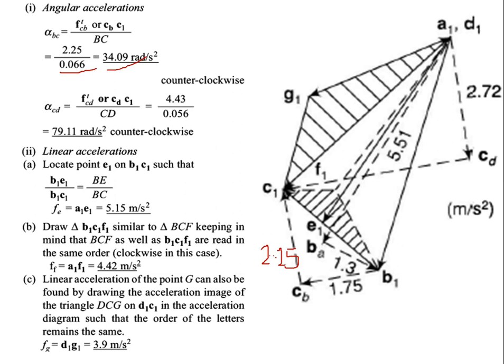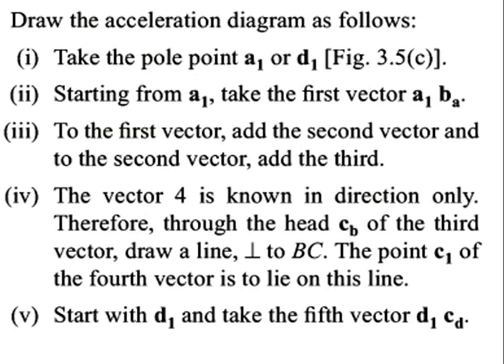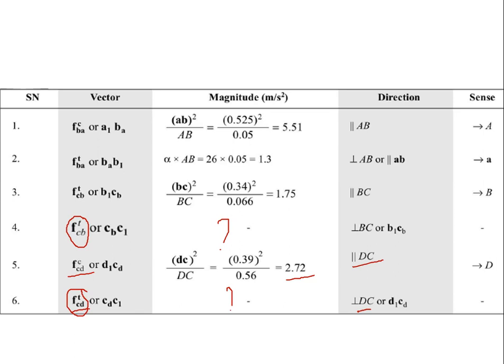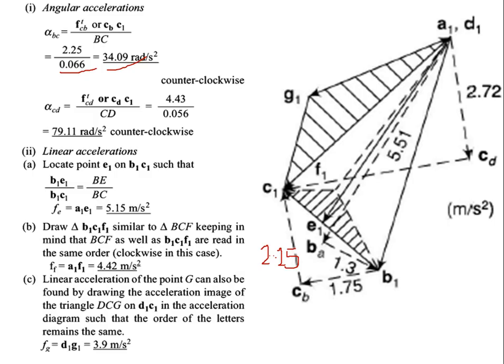Next, alpha CD. To get this you have to use CDC1. Okay, so FTCD or CDC1, this one. So measure this CD to C1. This thing you have to measure, CD to C1. Anyone measure it, CD to C1? Just check and tell me the answer. How much are you getting? 4.40, sir.